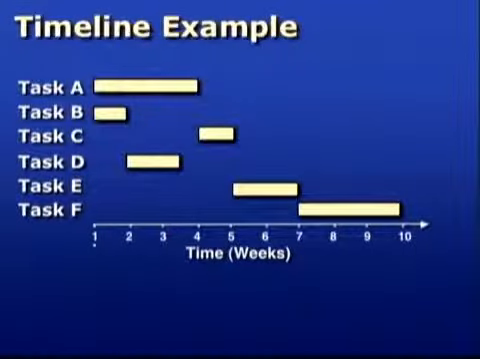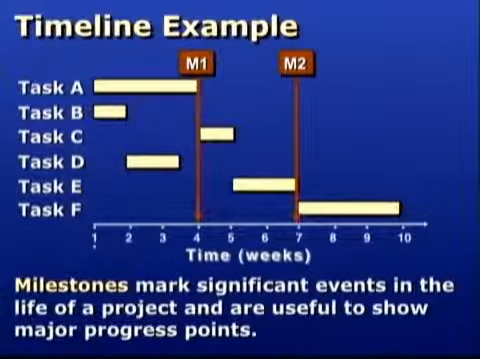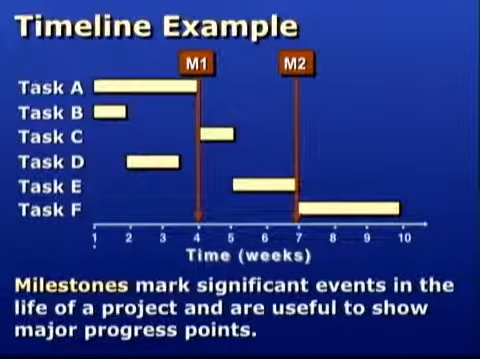This is a graphic example of a simple timeline. The vertical axis displays the list of tasks, and the horizontal axis shows the calendar. The yellow bars illustrate the start and end times for each task. The M1 and M2 represent milestones. Milestones mark significant events in the life of a project and are useful to show major progress points.